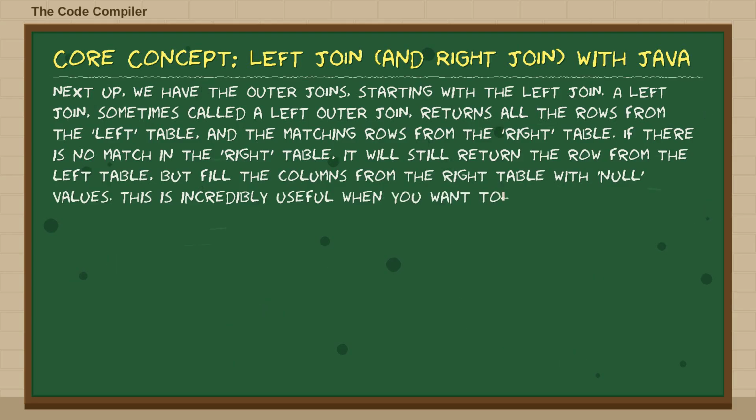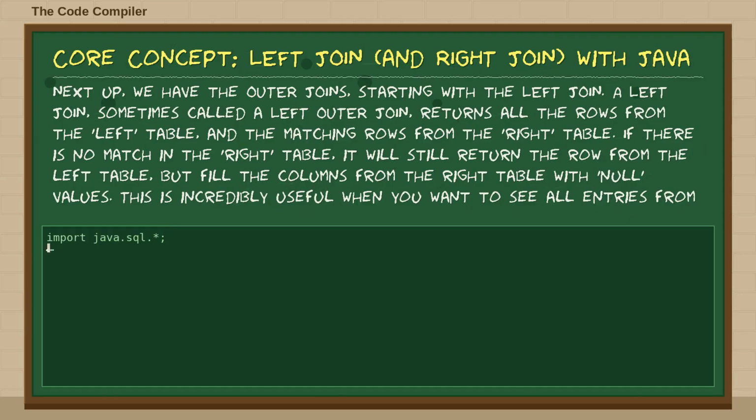This is incredibly useful when you want to see all entries from one table, even if they do not have corresponding entries in another. For example, you might want to list all students and, if they are enrolled, their course names. Students not enrolled in any course would still appear, but their course name column would be null. The Java code for executing this query is similar, but you must be prepared to handle potential null values in your result set when fetching data from the right-hand table.